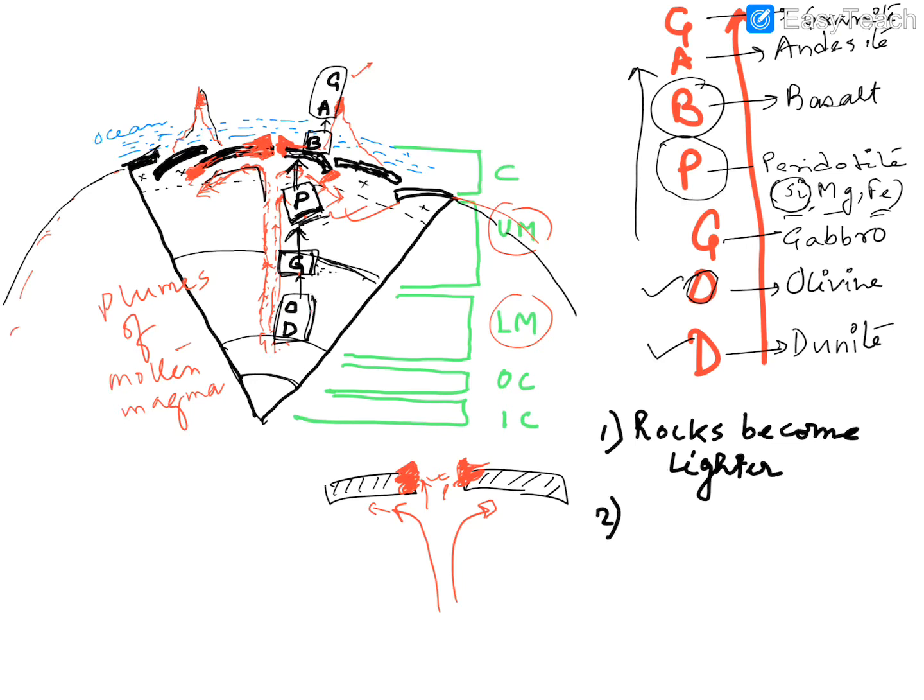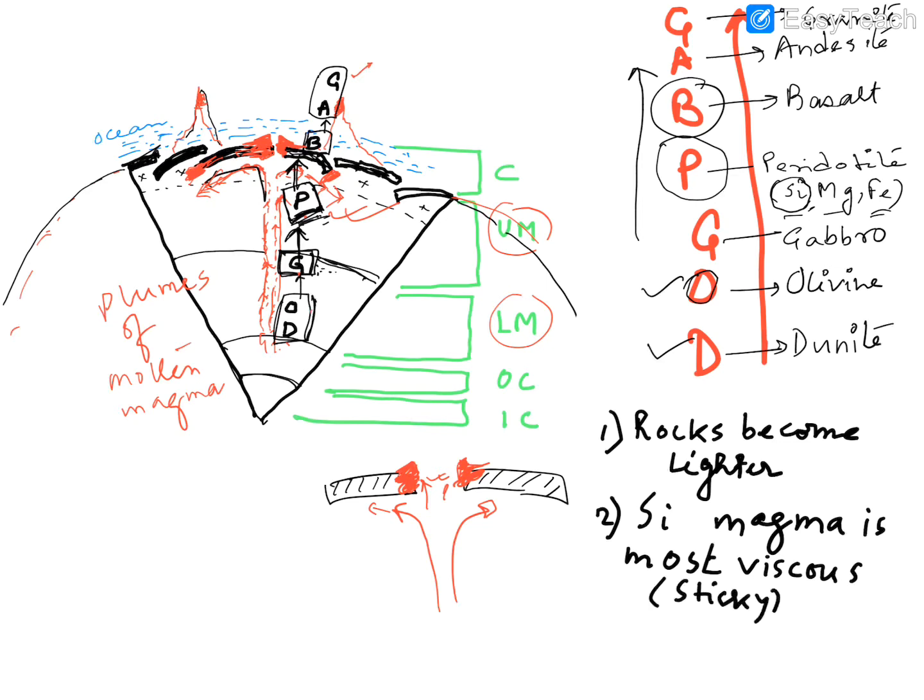Number two, the silica magma is most viscous. Viscous means sticky. So simply I mean to say that when this basalt is here, which is having more silica, when this andesite and granite is here, which are having more silica, if they melt and create magma, they'll be very viscous and sticky, and they will be unable to flow. They simply cannot flow. So remember.